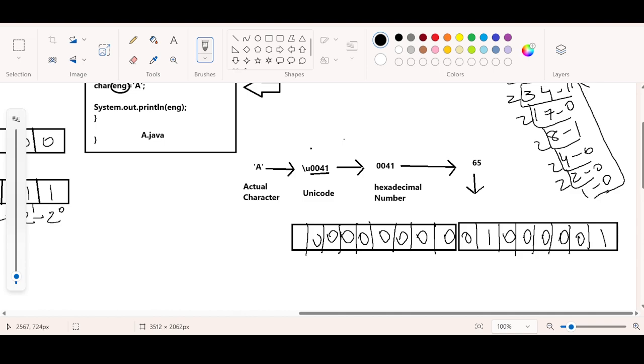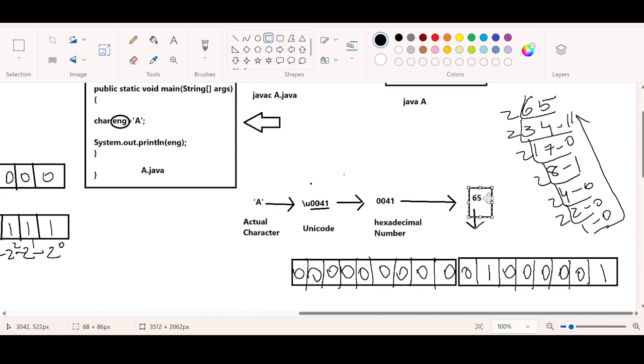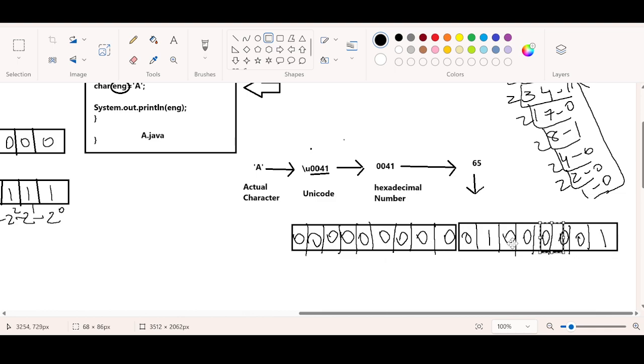Okay, now see what are the things that are happening behind the scenes. You want to store the letter A to the char data type. To store that letter A, internally that letter A is getting converted to the Unicode. And again, you are extracting the hexadecimal number from the Unicode, 0041. This hexadecimal number is again getting converted to the equivalent decimal number, and this decimal number is getting converted to the binary number, and it is just settled.